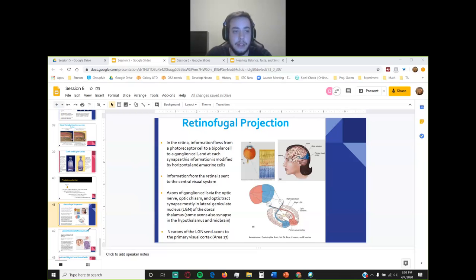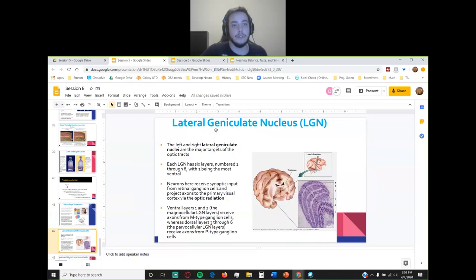And the LGN, which is the lateral geniculate nucleus, is going to take that information from the opposite visual field and relay it to the occipital lobe.